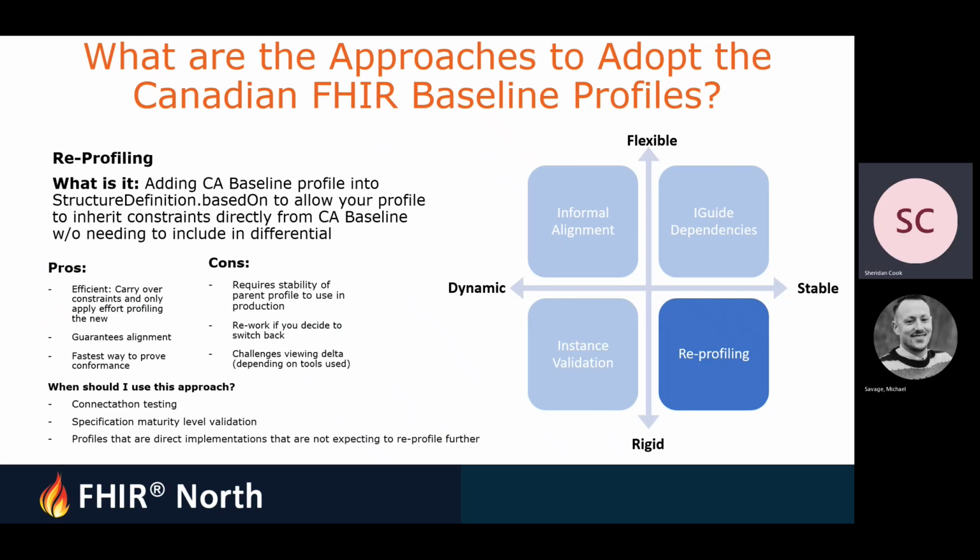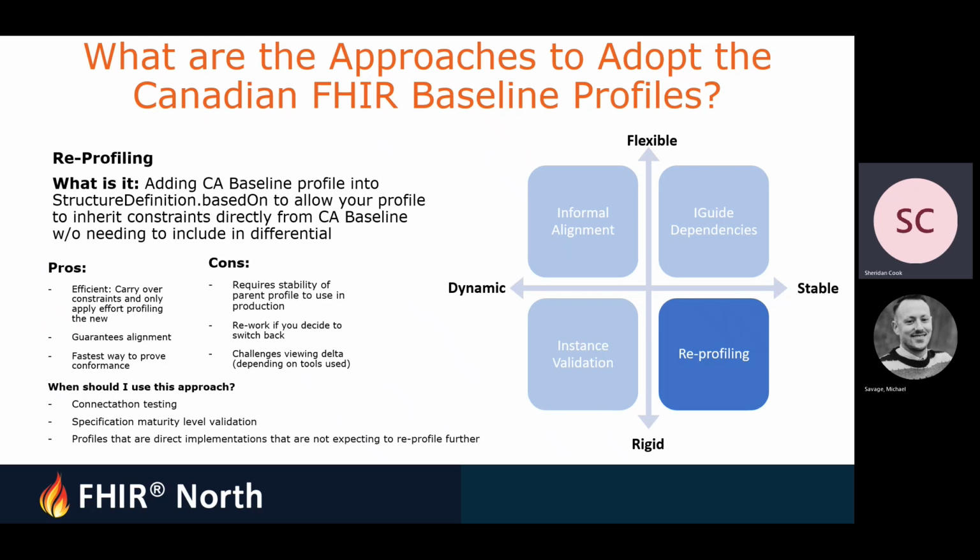Okay, so the last mechanism that we're going to go over is called reprofiling. Of the four, this is the most rigid approach for adopting the baseline, but it also comes with the most benefits. By indicating your profile is based on the CA baseline, what you're essentially doing is copying and pasting all the work that we've already done in this space. So you only have to write, quote unquote, code for the things that you care about that weren't originally touched on in the baseline profile.